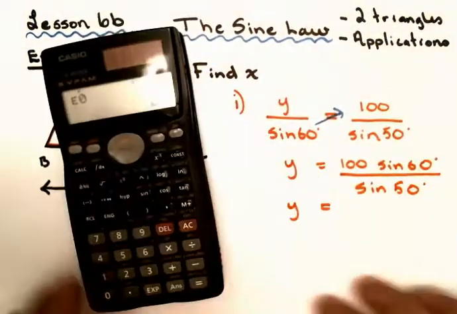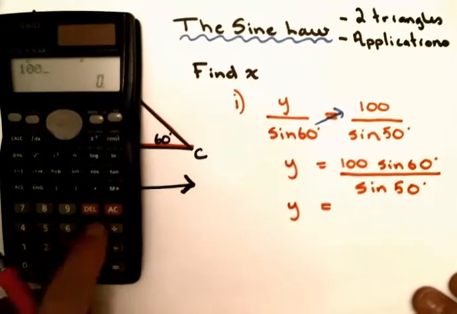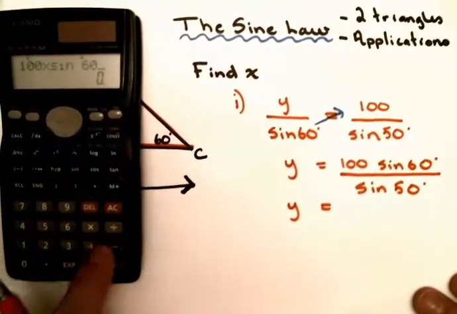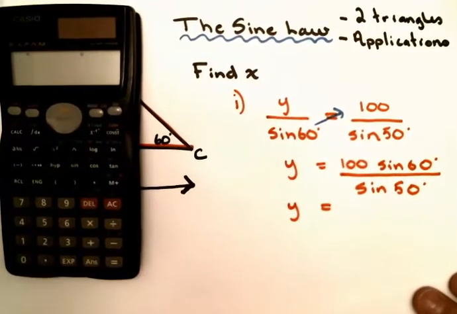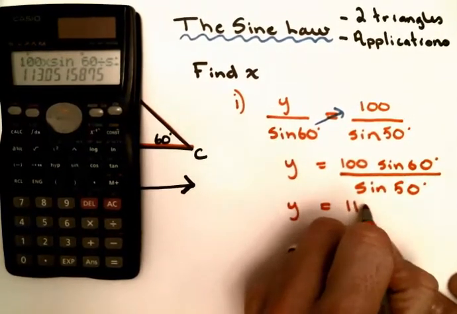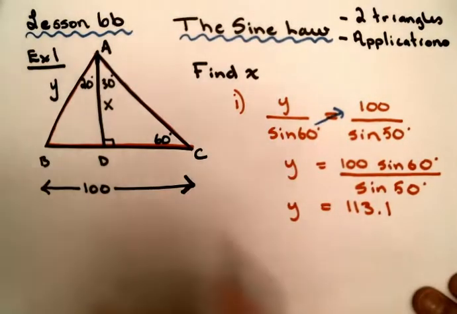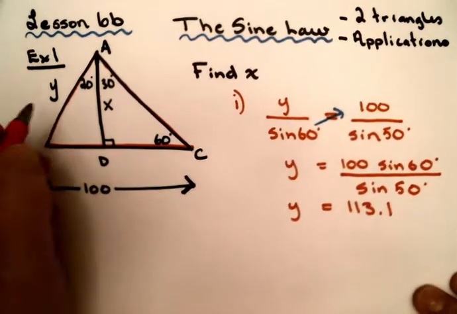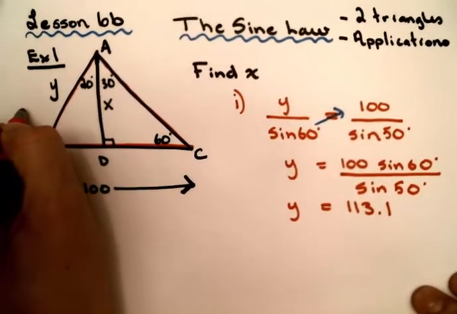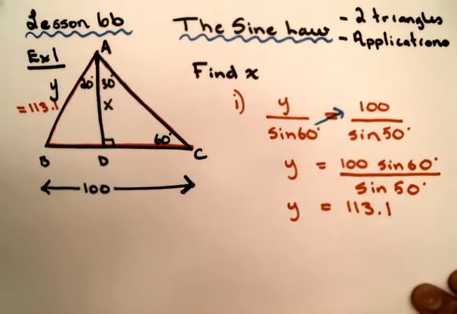You'll need your calculator. Okay, so 100 times sine 60 divided by sine 50 is 113, I'll say 0.1. Okay. And we finally have side Y known. And we can write that in now. Okay, so we've got some more information.